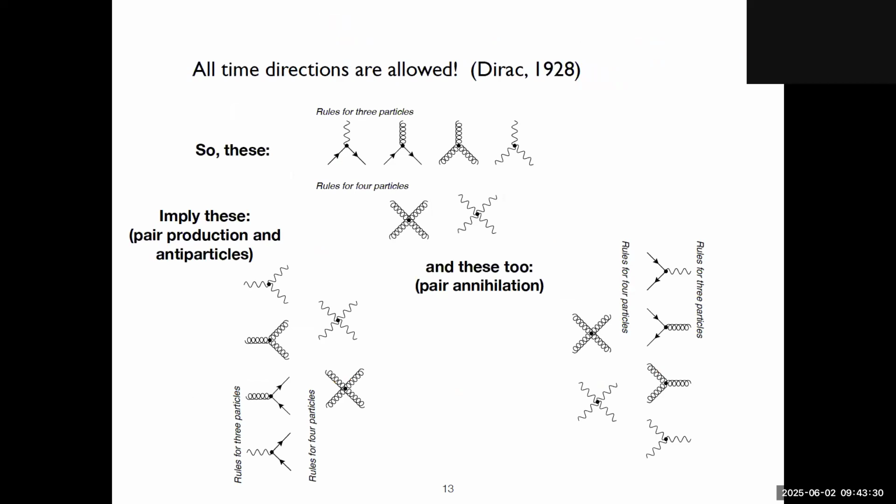Of course, it was realized by Dirac way back in 1928 that if you wanted relativistic invariance, these pictures have to allow time to flow in any direction. In particular, by looking at different time flows, you automatically include both particles and antiparticles. You take one arrow and turn it in the opposite direction by rotating it, and sometimes you get an arrow going one way, an arrow going the other way. So if we have rules for three particles, they imply pair production and antiparticles, and also, in the opposite direction, pair annihilation.